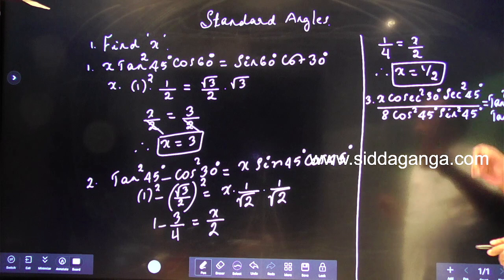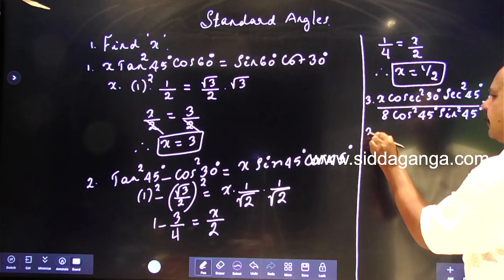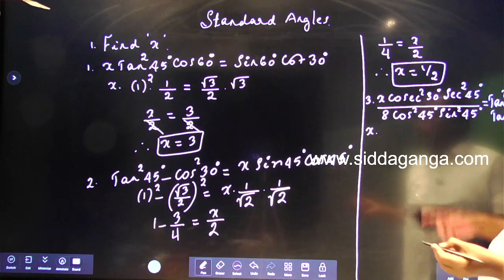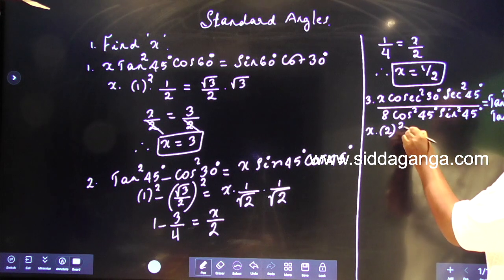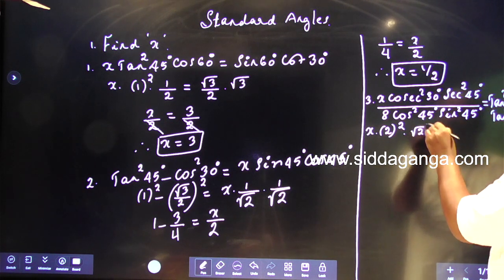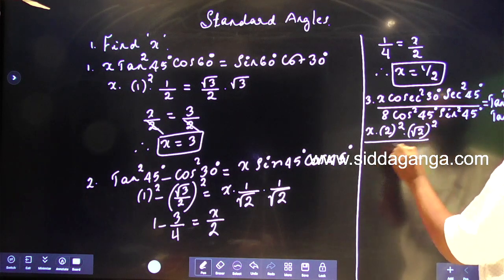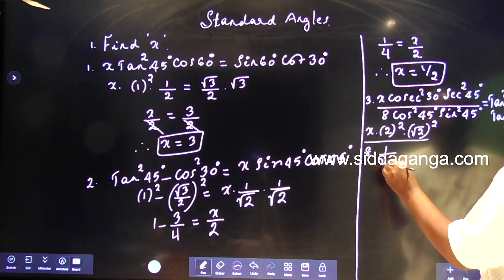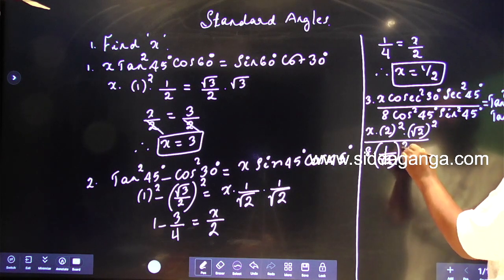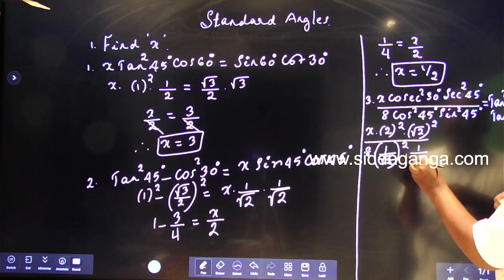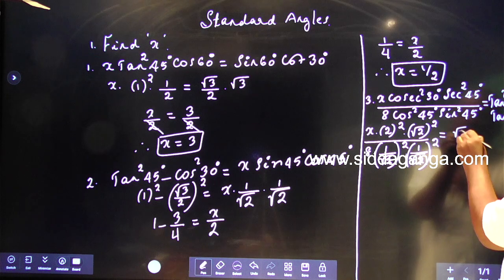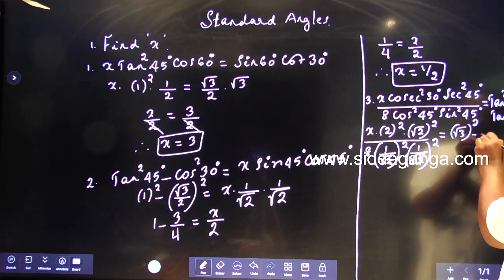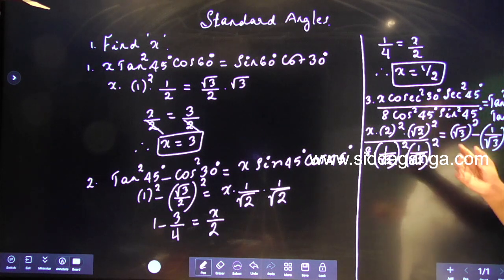Okay. Now let us substitute the values. X into sin 30 is 1 by 2. So cosecant 30 becomes 2. 2 square. Secant 45 is reciprocal of cos 45. Divide by 8 into cos 45 is 1 by root 2, it's a square. Sin 45 is also 1 by root 2, it's a square. Tan 60 is root 3, it's a square. Tan 30 is 1 by root 3, it's a square. Now substitute the values.